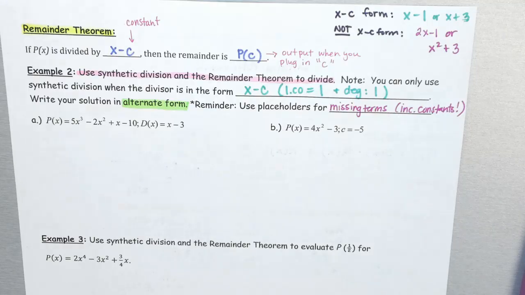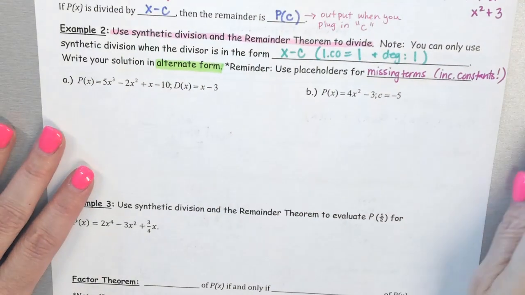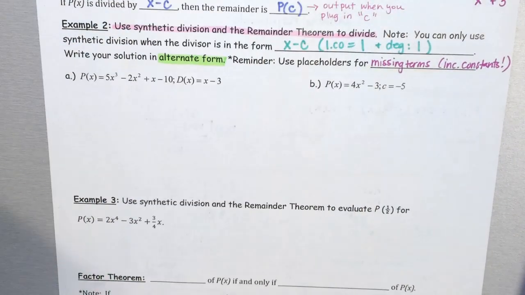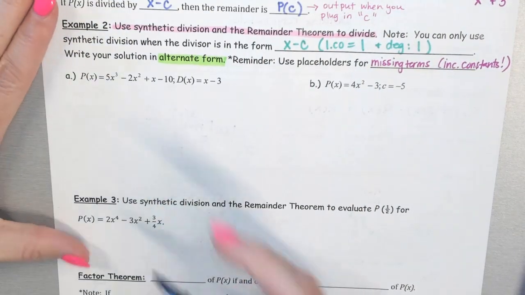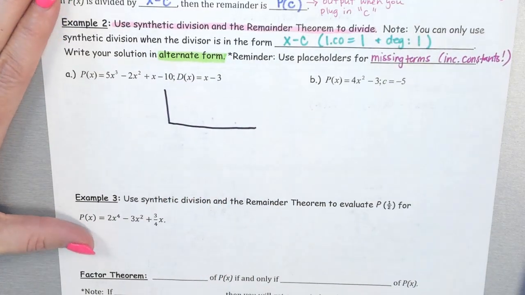Do some of you remember how to set up the synthetic division? It looks like half of a rectangle. Maybe once we draw that, it'll come back to you. We're going to put some directions here, so does that ring a bell?